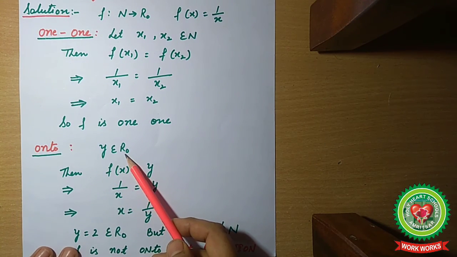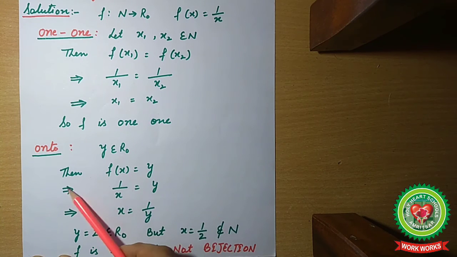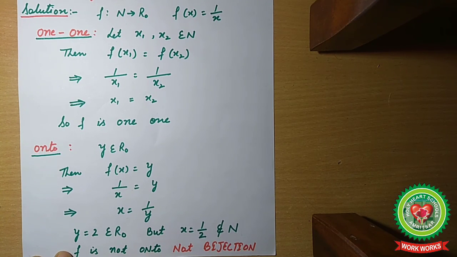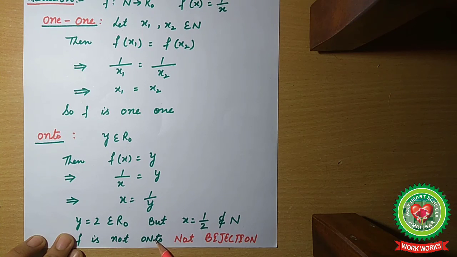Now for the onto. Y belongs to R0 again. Then f(x) is equal to y, so 1 upon x is equal to y, and x is equal to 1 upon y. Y is equal to 2, which belongs to R0, non-zero real numbers. But x is equal to 1 by 2 for this value does not belong to the natural numbers. Therefore, f is not onto. Not onto means not a bijection.